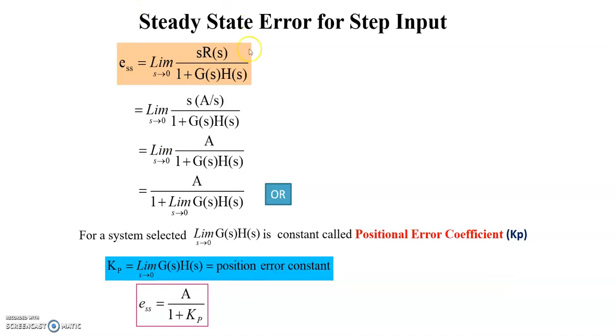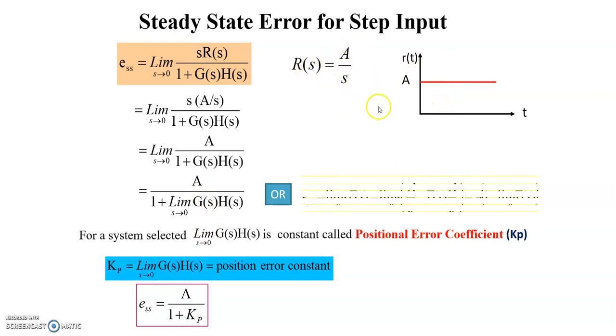Instead of R of s, you put A by s. After substituting A by s, what is this? A by 1 plus limit s tends to 0 of G of s into H of s, because A is a constant, so the limit is not applicable for that one. From the system, limit s tends to 0 of G of s into H of s, you can assume as the positional error constant, that is Kp. So ESS is equal to A by 1 plus Kp. This is the response for step input, where R of s is equal to A by s.